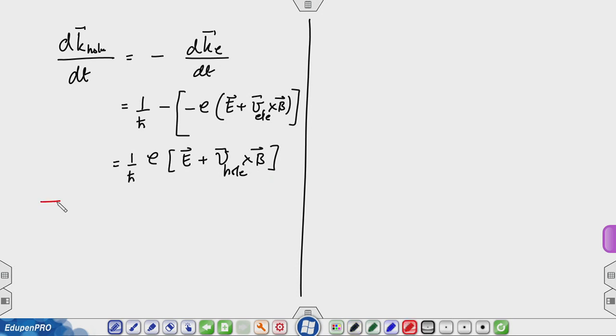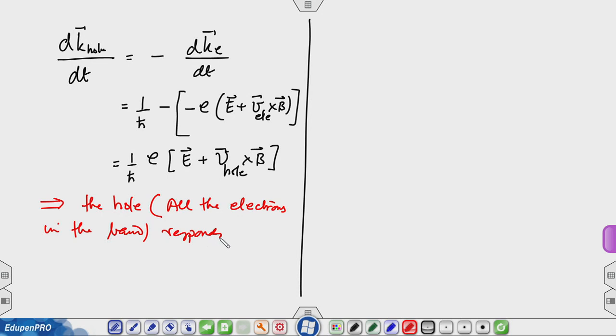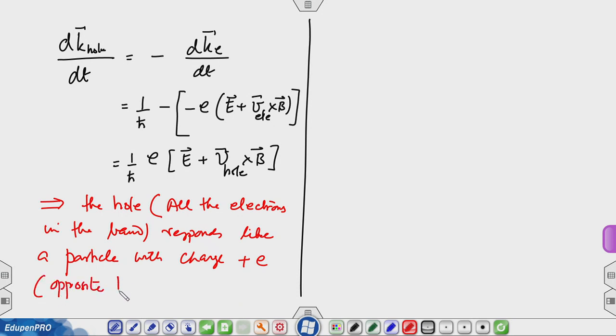So, this immediately tells you that the whole, or again let me keep reminding you, this is representing all the electrons in the band, and again very important, it happens only in the band. Responds like a particle with plus E, that is opposite to electronic charge.